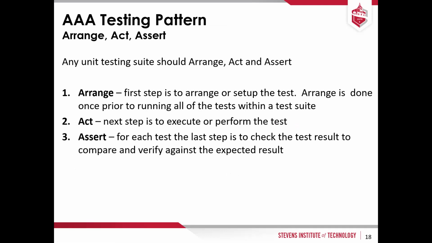For doing that, we follow the rule of AAA: arrange, act, and assert. Arrange is the first step, where we set up the test. We know what the unit test is, what the scenario is, and what we want to test. Act is the next step, when we execute and perform the test. We start writing that. And assert is the last step, when we check that the test we wrote is passing and is working perfectly well.